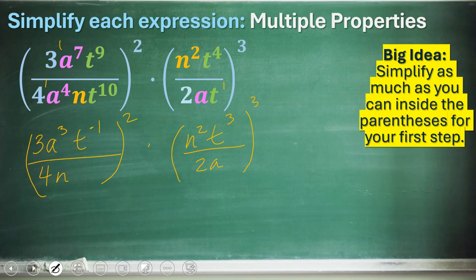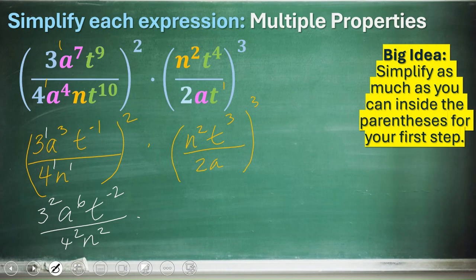So now my next step is to apply the power of 2 to the first fraction and the power of 3 to the second fraction. As a reminder, all of these coefficients and variables that don't have an exponent technically do, and it's 1. Now we're going to apply the power of power property. That means I multiply the exponents by 2 in the first fraction to get the new exponent. So in this case, it's 3 to the power of 1 times 2, which is 2, a to the power of 3 times 2, which is 6, and t to the power of -1 times 2, which is -2, all over 4 squared times n squared.